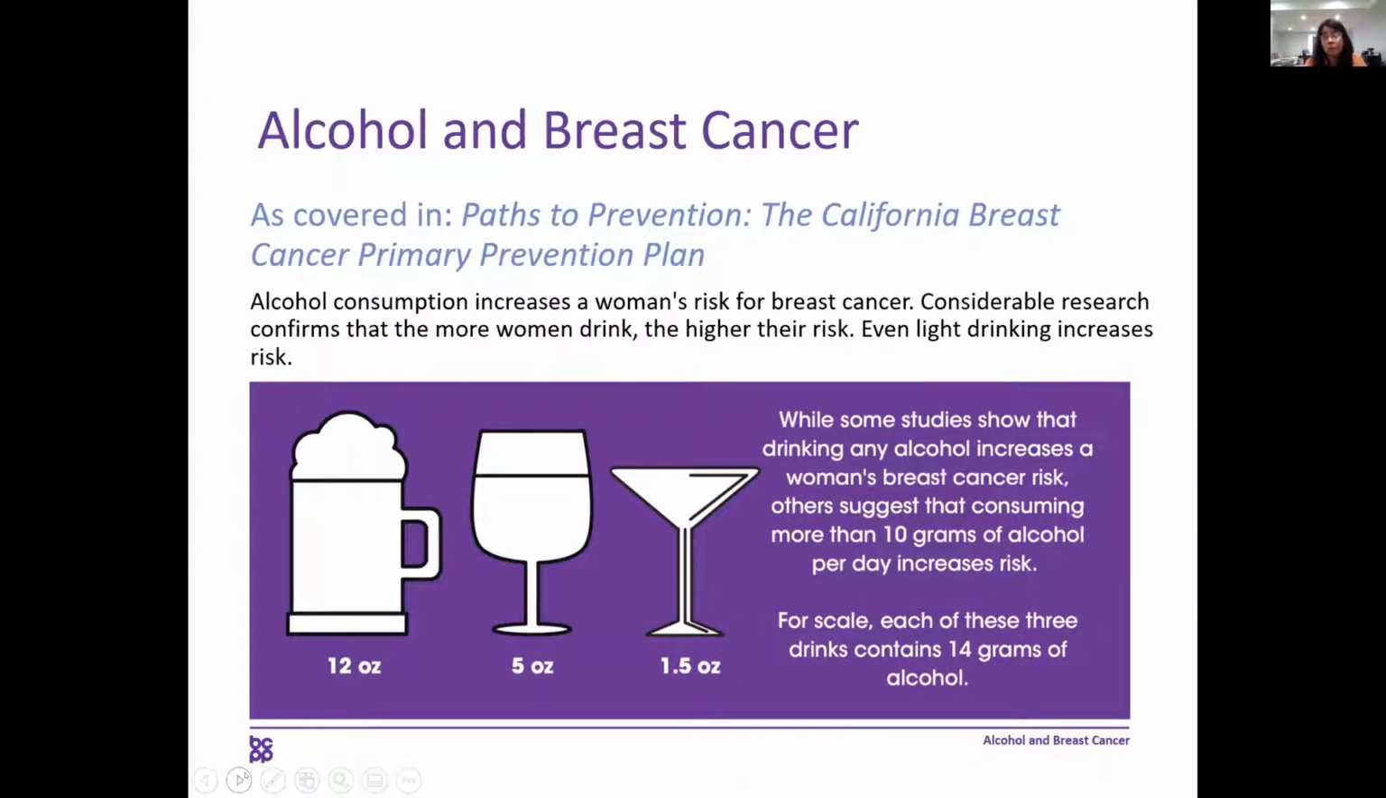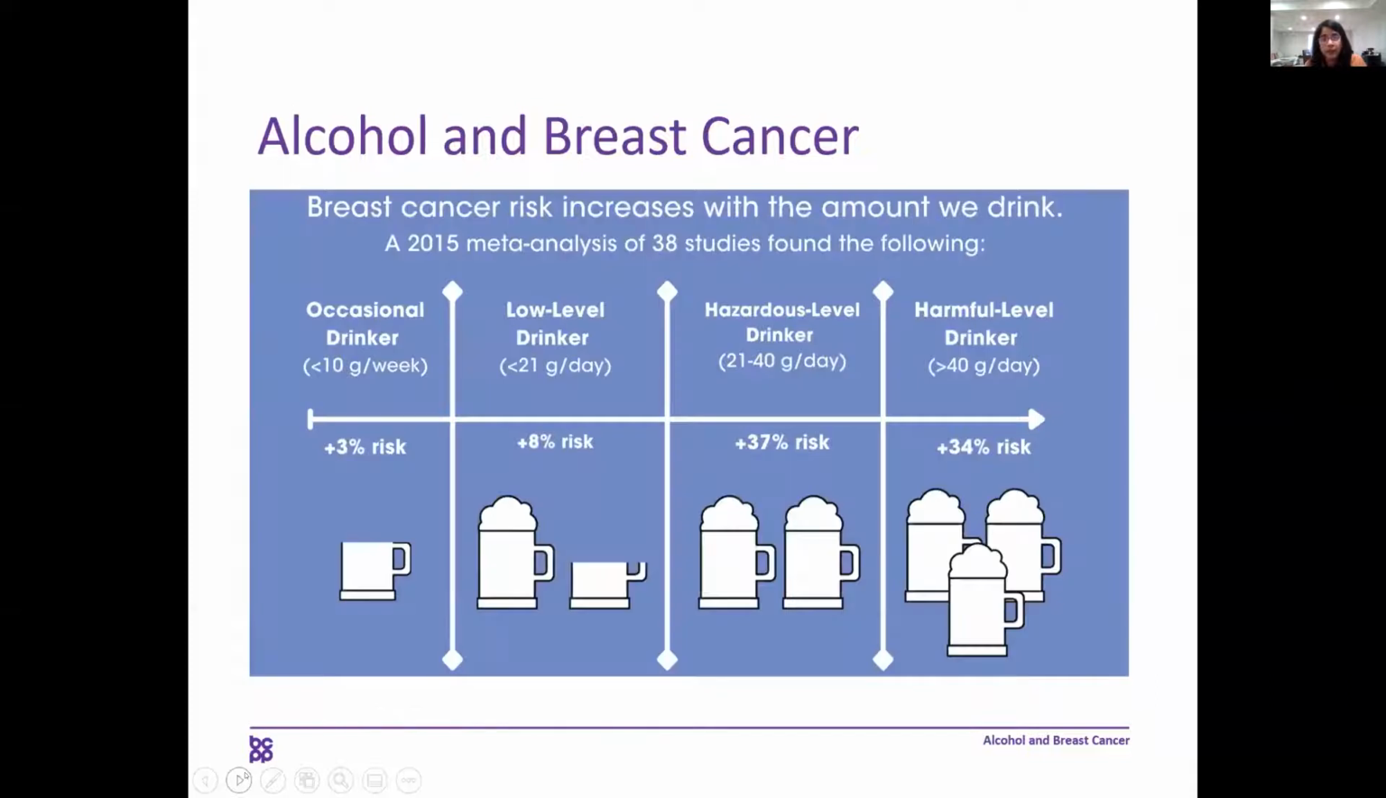And some studies say that any alcohol increases a woman's risk of breast cancer, but mostly they've been looking at more than 10 grams of alcohol per day. And people don't really know what that means. And so there's this little illustration we have here. Now these are what would be typical drinks. Well, actually 5 ounces of wine is a small drink, a small glass of wine to most people. And each of these would contain around 14 grams of alcohol. So more than the minimum in a lot of these studies. So even that amount of alcohol will increase your risk for breast cancer.